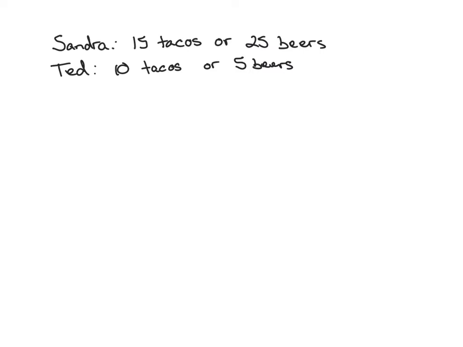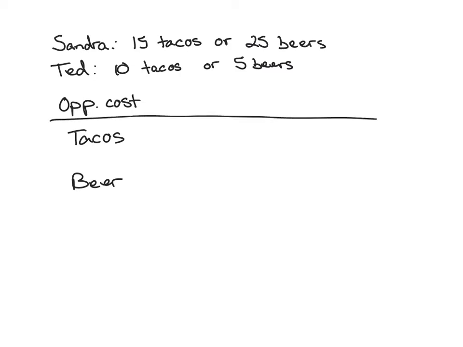However, as we've learned, that does not mean that she will have a comparative advantage in both of those. So let's start out by determining who has a comparative advantage in tacos and who has a comparative advantage in beers. Comparative advantage is based on opportunity cost. So we will start by calculating the opportunity cost of tacos for each person and of beers for each person. So we'll start with Sandra, and then we'll look at Ted's.